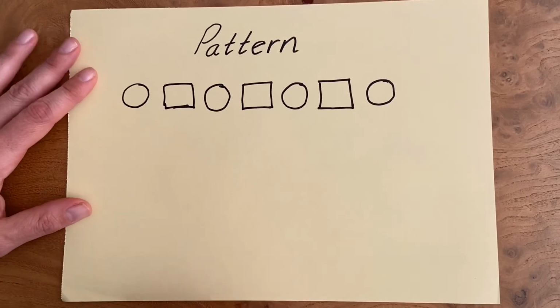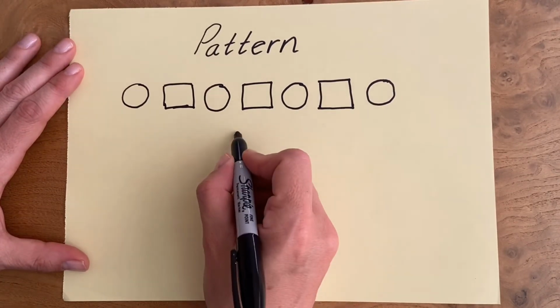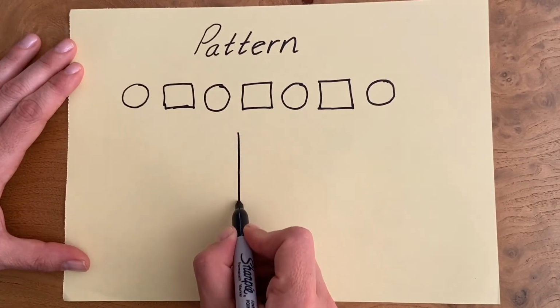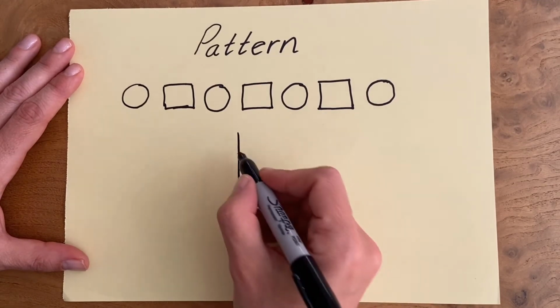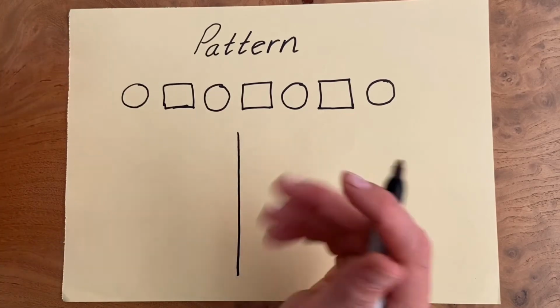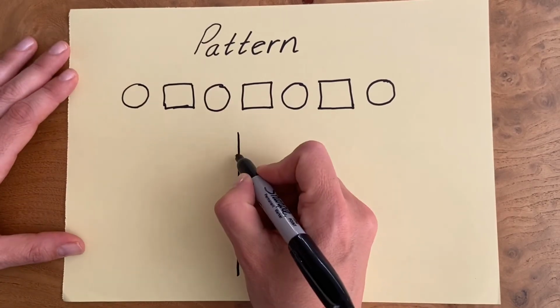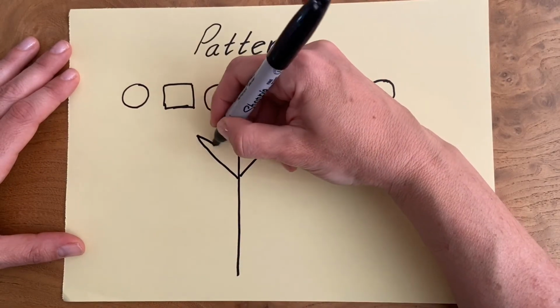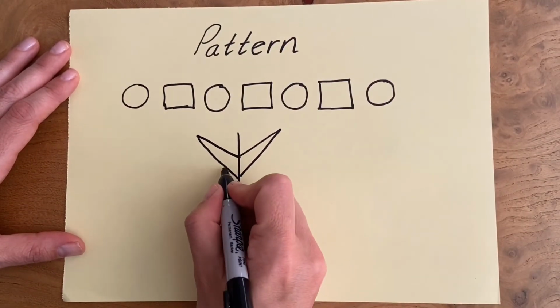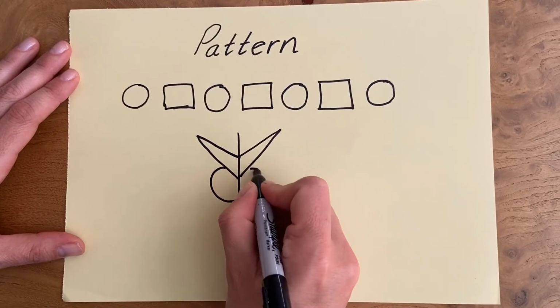Another kind of pattern we can have is a symmetrical pattern, and that's something that's the same on both sides, usually of a line of symmetry. Like a butterfly is symmetrical, it's the same on both sides. So what you do on one side, you would have to make sure happens on the other side, so that it is a symmetrical pattern.